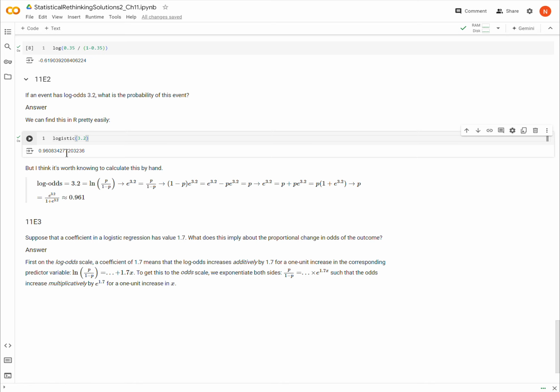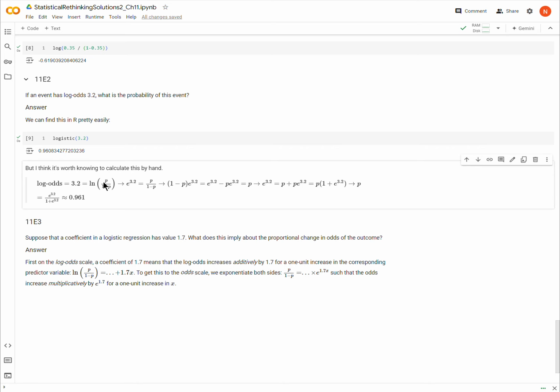But I think it's good to know how to calculate this by hand, because it's very easy to accidentally use the wrong bit of code, and you want to be able to verify it in simple cases and so on. To do this by hand, you can go through this calculation. We have our log odds, which is 3.2, and we know that has to equal the expression for log odds, and we're going to look for p.